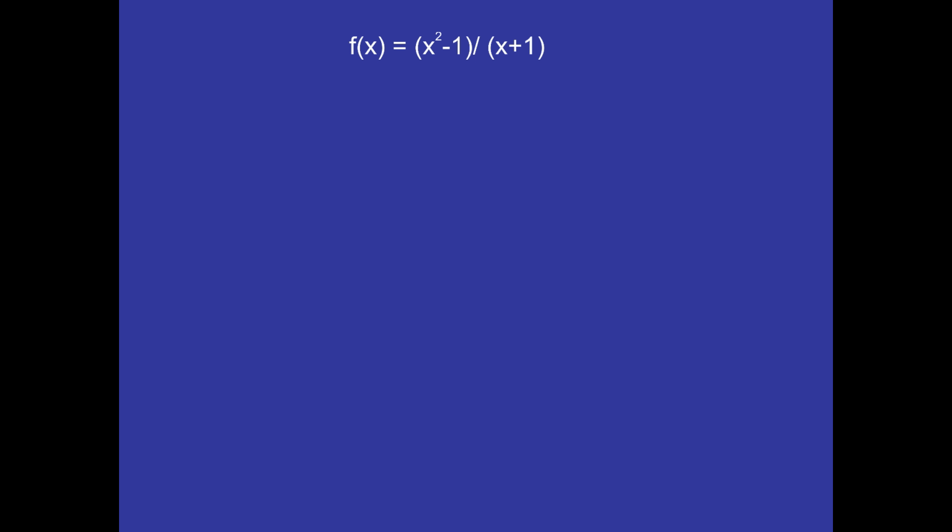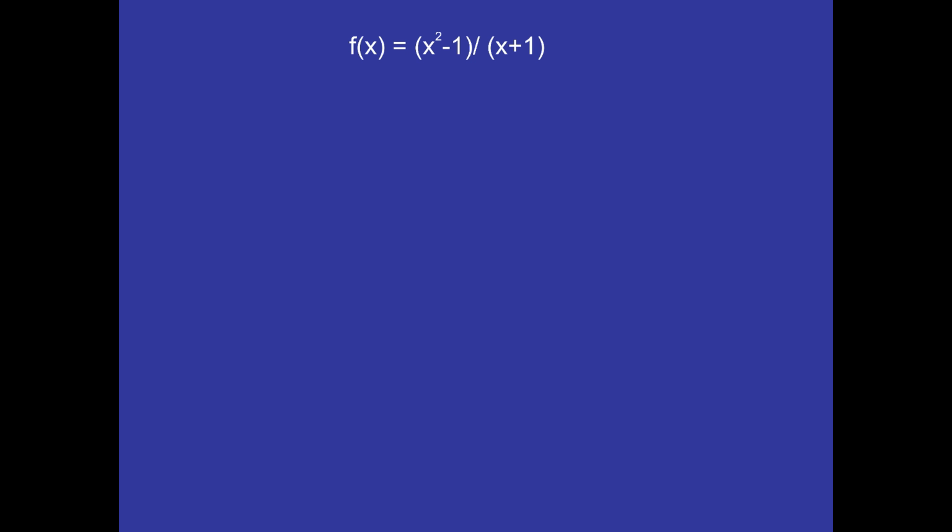There is one more problem that has a twist, which I will show you. f of x equals the quantity x squared minus 1 divided by x plus 1 is the function. You may jump to the conclusion that x equals negative 1 is the vertical asymptote because you set the denominator equal to 0 and found that x equaled negative 1. But look at the numerator.